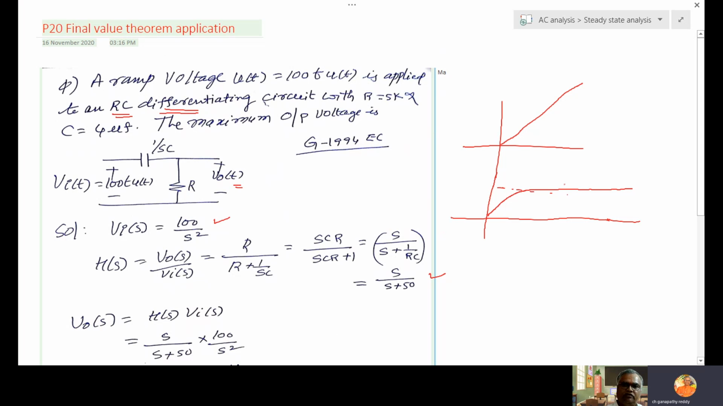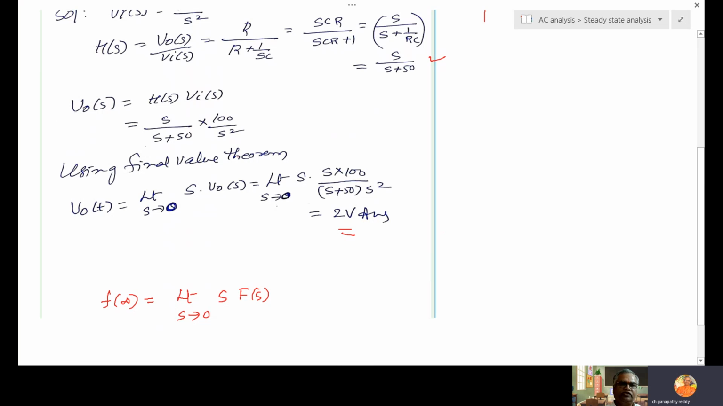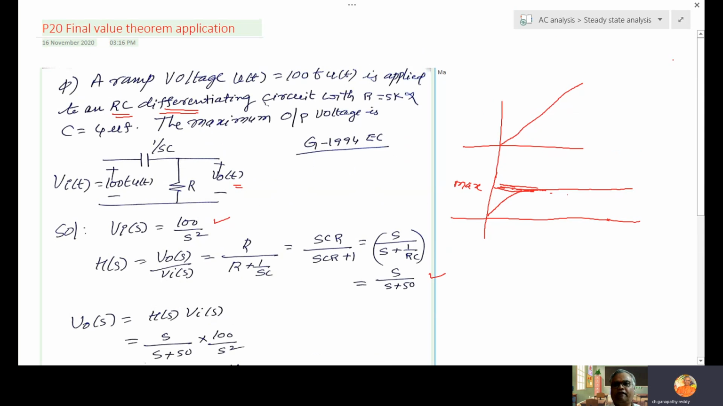So directly I am finding the final value. That itself is the maximum output. This is the maximum, so it intelligently asked for the maximum value. That maximum value is nothing but the final value of the function. So I am finding the maximum using the final value theorem. That is the trick.